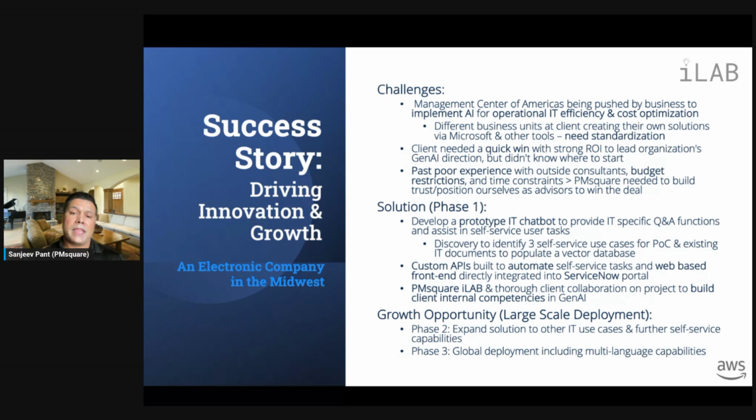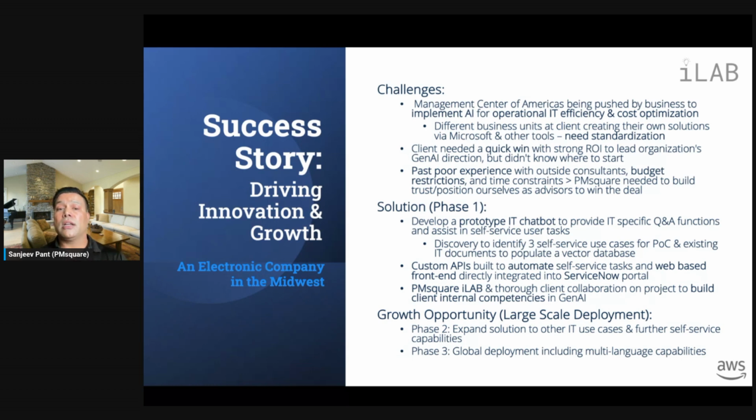So what we did, we worked with the customer. We truly understood their requirements. Our PMsquare solution architect did a fantastic job to truly understand what the customer was asking for, and we were able to do this.